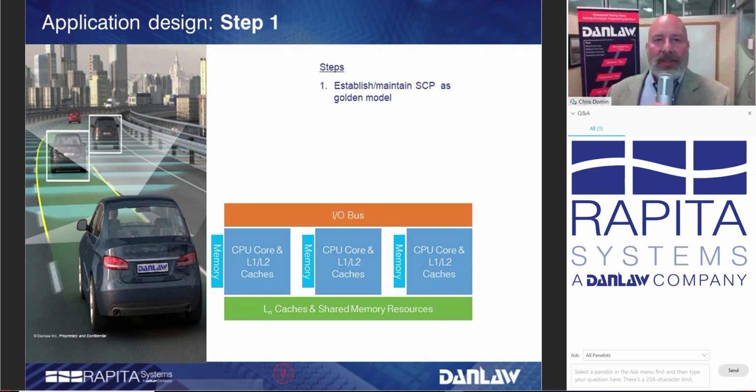So what are the steps in designing a software application for a multi-core processor? Seasoned engineers will tell you first to ensure that your sequential program is working on a single core processor and establish this as your golden model. That way you always have a reference to go back to. So in automotive, of course, many of the designs are legacy and they're being ported into multi-core environments. This is especially true for embedded control.